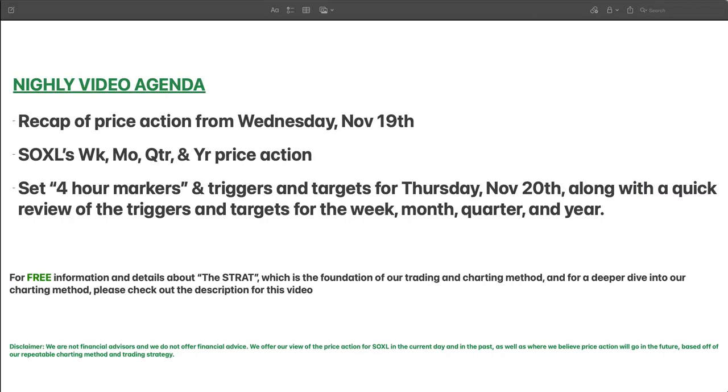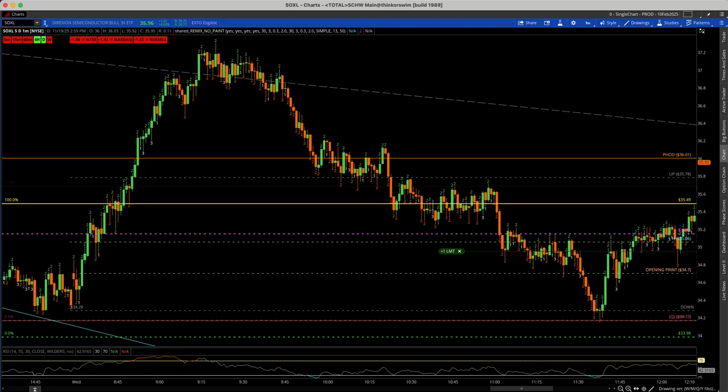First, we're going to recap the price action from Wednesday, November 19th. We'll zoom out like we always do, take a look at the week, month, quarter, and year to make sure we're level set, not too zoomed in on the day and intraday price action. But then we will zoom back in to set our 4-hour markers and the triggers and targets for Thursday, November 20th. And we will do a quick review of the triggers and targets for the week, month, quarter, and year as well. All right, so let's get into the intraday price action.